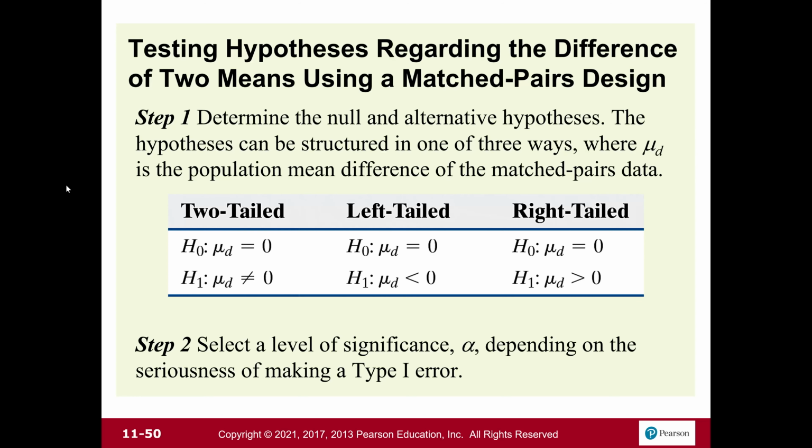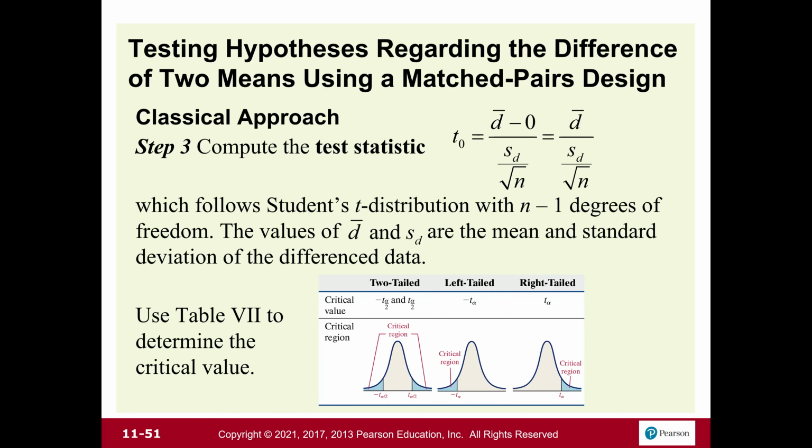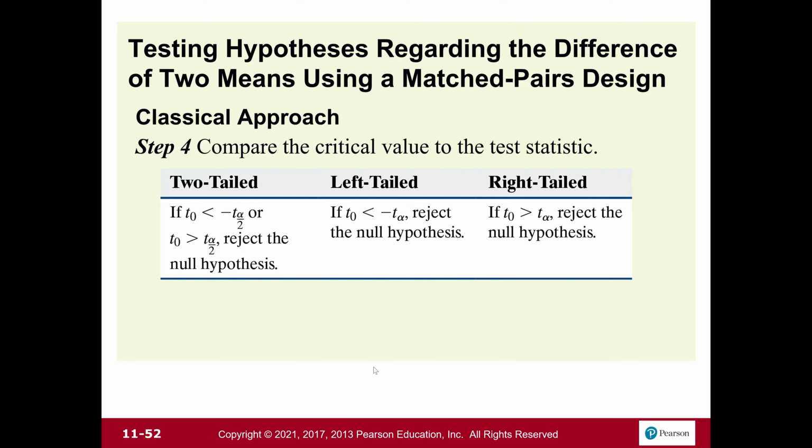So here we have the null and the alternative, and they're calling mu sub d the population mean difference between the matched pairs. All right, and the test statistic is given by this formula here. And again, we can do it two different ways. We can compare the critical value to the test statistic, or we can also do it using the p-value method.